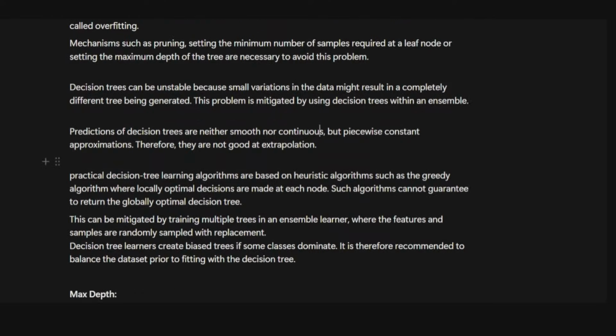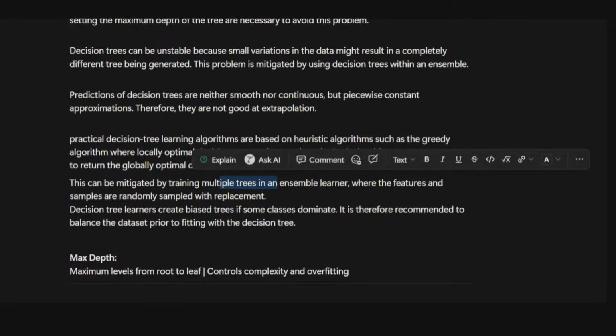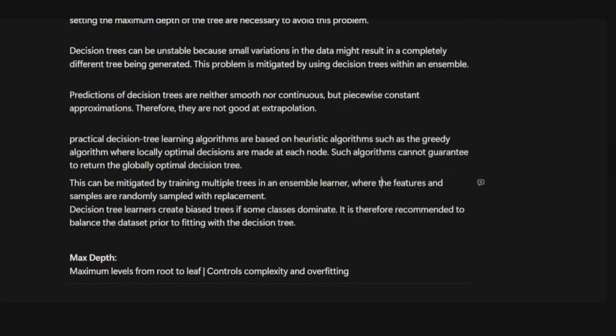Next is that practical decision tree algorithms are all heuristics. That means they don't work with the actual values present in data, and they're also mostly greedy algorithms. They work with heuristics and they're greedy. Locally optimal decisions are mostly taken, and sometimes they do not guarantee global optimal solutions. So this is one of the disadvantages. Now, how do we mitigate it? You can train multiple trees in an ensemble learner where your features and samples are randomly sampled with replacement.